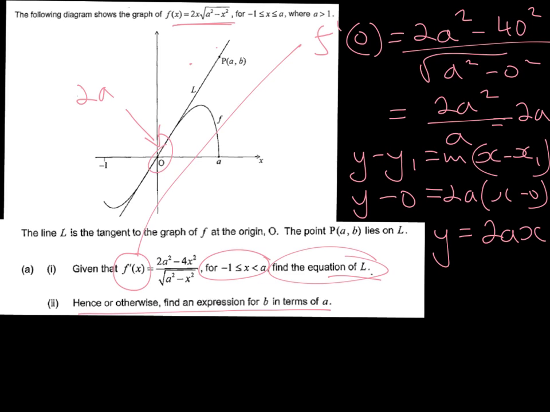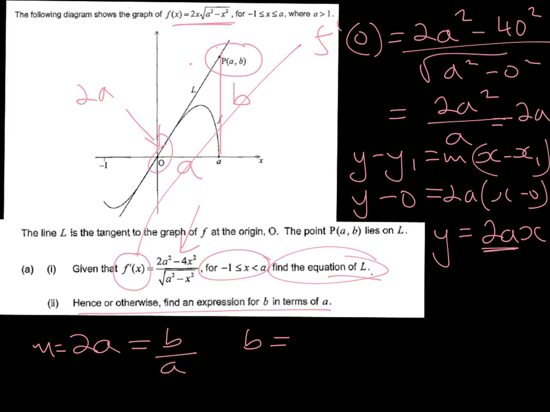Part 2 then says hence or otherwise, find an expression for b in terms of a. So we've said that the gradient at the point 0, using the gradient function, is going to equal 2a. Okay, so m equals 2a. But because we have a straight line which goes through the origin, and we know that the point (a, b) is on it, we know that this height here is b and this distance here is a. So the gradient can also be expressed as b over a. So I can rearrange that in terms of b to say that b equals 2a².